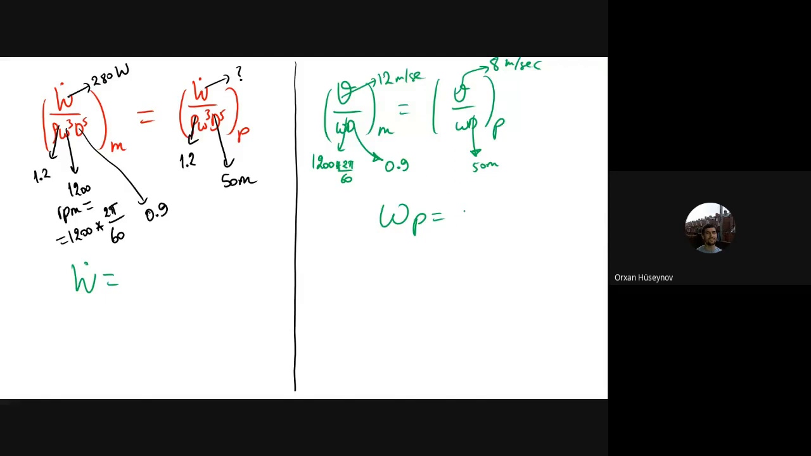Let me help you a little bit. So you have the 50, 12, and then divide by 8. No, it should be opposite actually. Eight multiplied with 1200 multiplied with 2 pi, divided by 60 and multiplied with 0.9. This one was for this part, and then you should divide by the 50 meters diameter and then 12 meters per second. From here you will get the omega p.